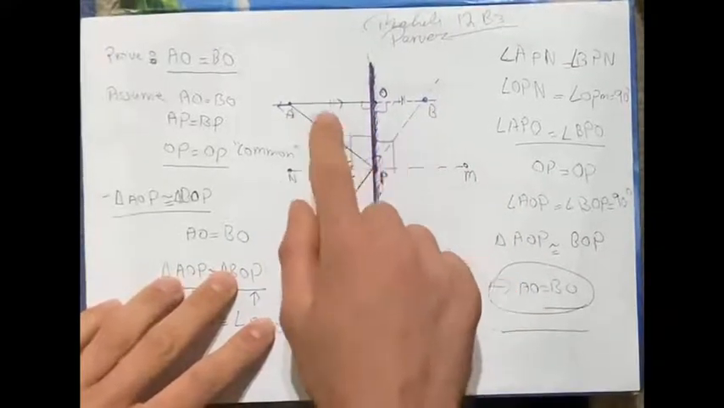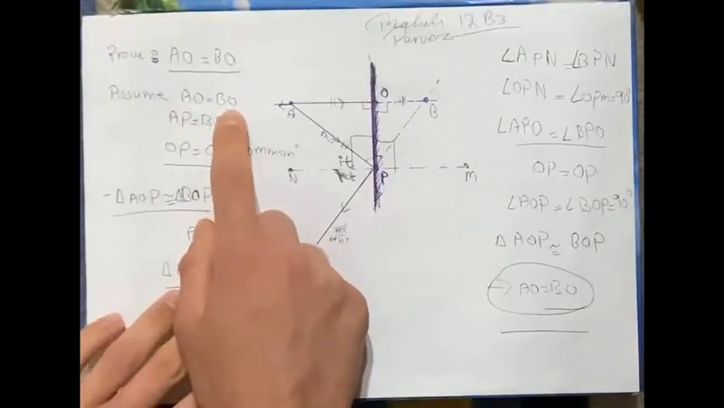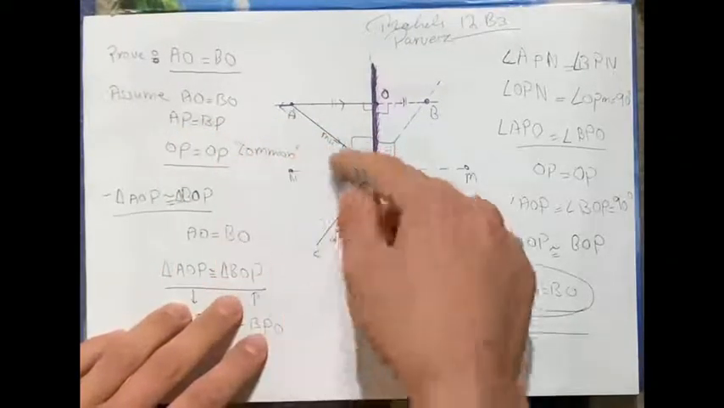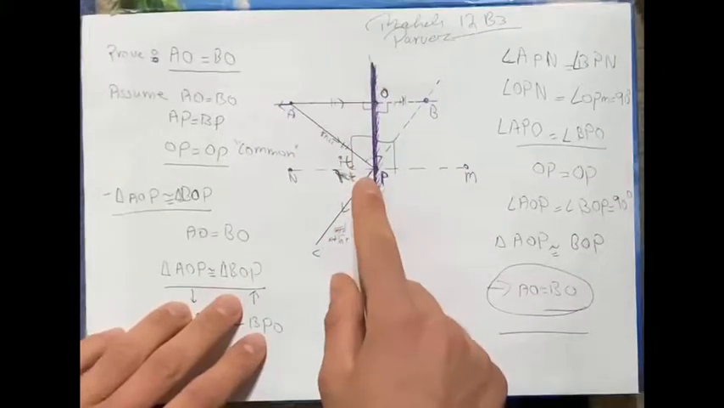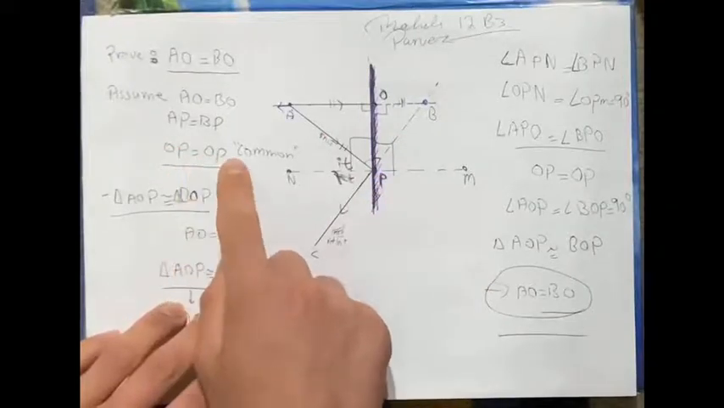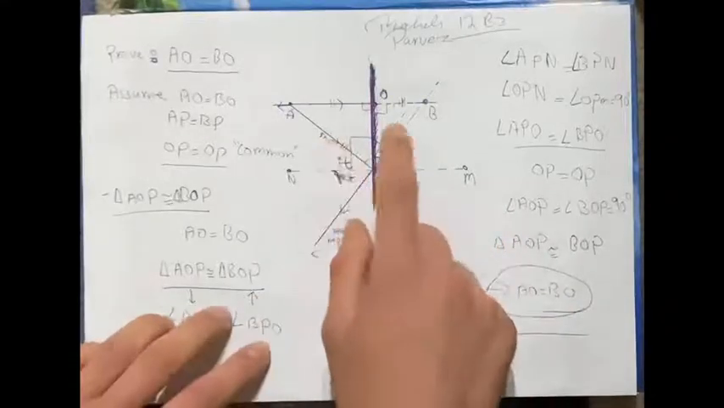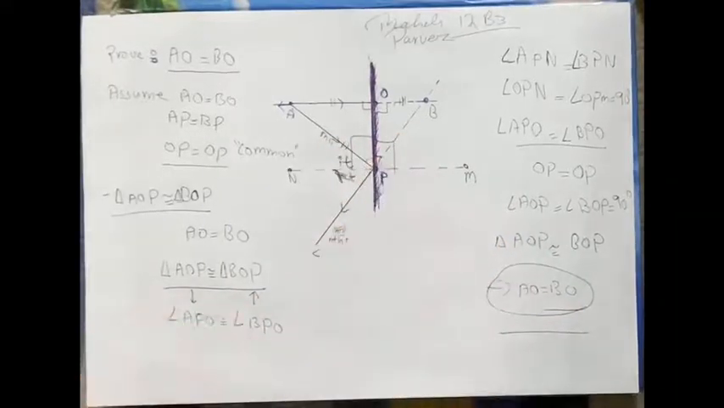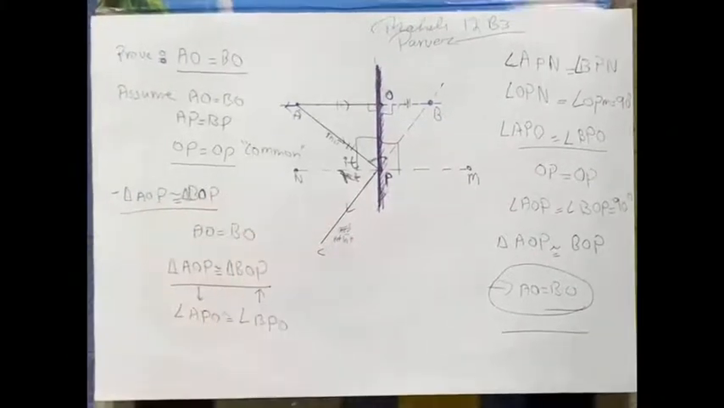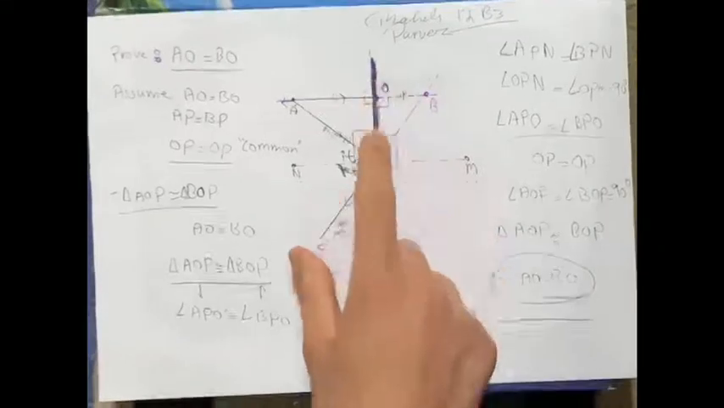Now, in these two triangles, we have already assumed that AO is equal to BO. And with that, we showed that AP is equal to BP. And the third side, OP, is common to both triangles. So all three sides become equal for these two triangles. Now we can say triangle AOP is congruent to triangle BOP.